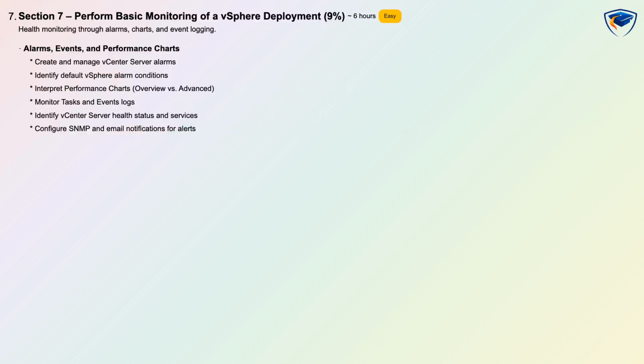Section 7 Perform basic monitoring of a vSphere deployment is 9%, rated easy with about 6 hours of study time recommended. In this domain you will learn to create and manage vCenter Server alarms, identify default alarm conditions, and configure SNMP and email notifications for alerts. The syllabus also covers interpreting performance charts at overview and advanced levels, monitoring tasks and events, and checking vCenter Server health and services. These monitoring skills help you proactively detect issues and validate that your remediation steps worked.